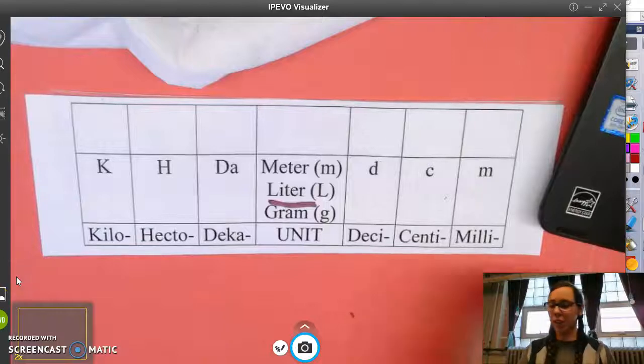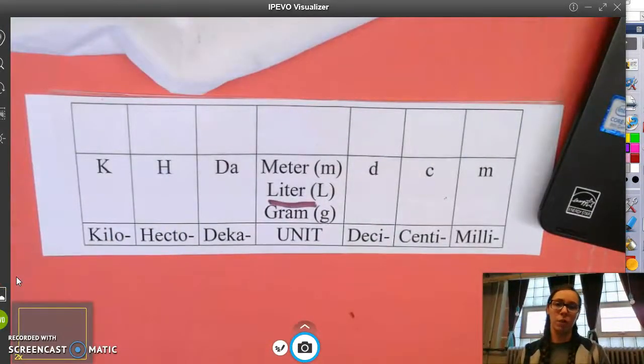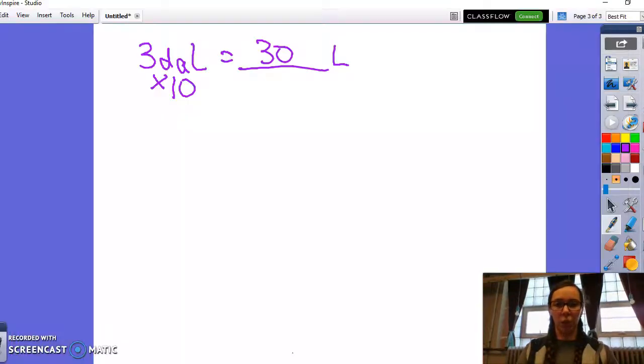Hello again. This is continuing our notes from 10.5. We left off looking at this example right here where we went from decaliters to liters, and we got there by timesing by 10 because remember when we go from a big unit to a small unit, there's going to be lots more in the smaller unit because it takes a lot of littles to make one big.